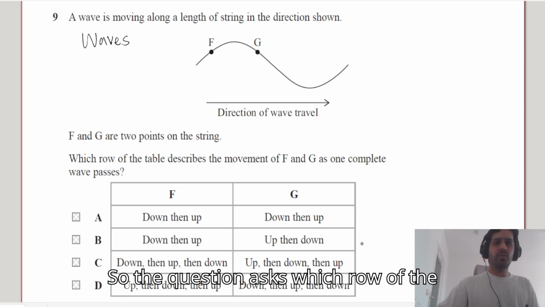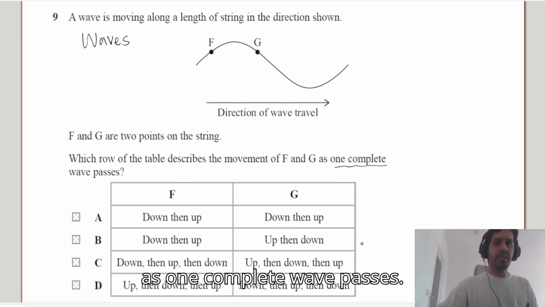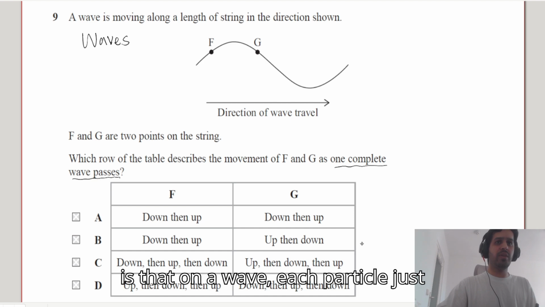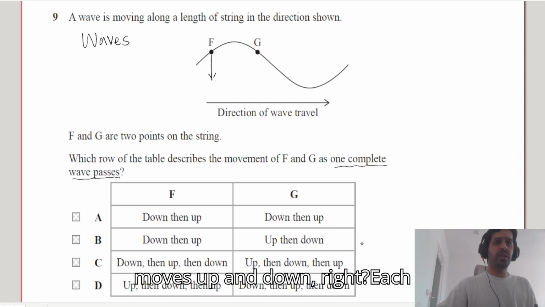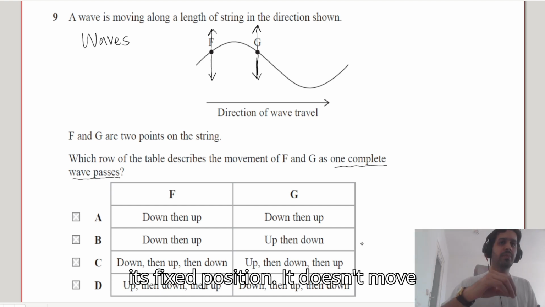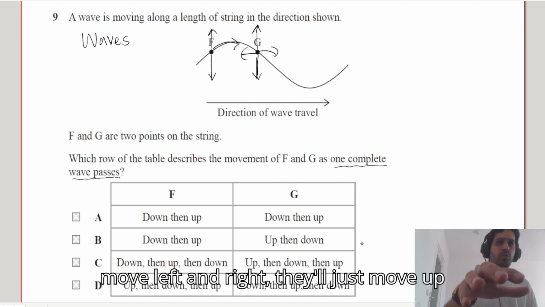So the question asks, which row of the table describes the movement of F and G as one complete wave passes? So the first thing you should understand is that on a wave, each particle just moves up and down, right? Each particle keeps moving up and down at its fixed position. It doesn't move along the wave. So G and F will not move left and right. They'll just move up and down.